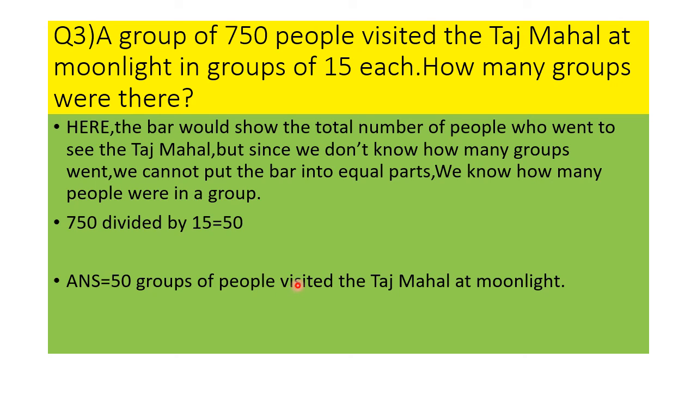Children, here you have to understand that whenever you have an idea about the equal groups, you can divide the information equally. But in case you don't know how many groups there were, and you face this kind of question, you need to simply divide the total number of people by the number of people, or number of things or items, given in each group, and you will find the number of groups.